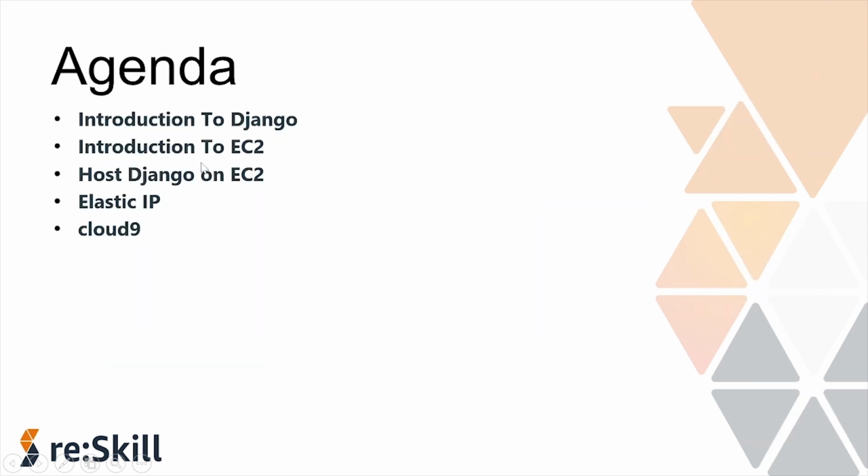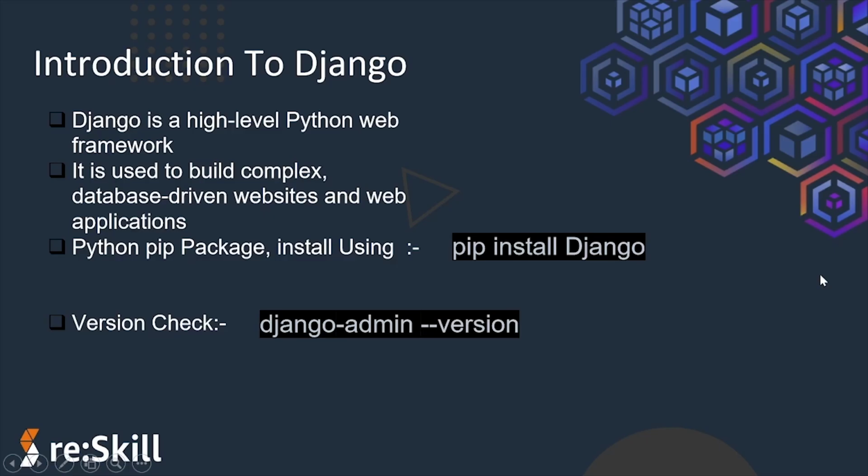For the agenda, we have the following topics for today. First of all, we will introduce the Django framework, its purpose and its features. Next, we will get an overview of EC2. Then the main topic, hosting Django application on EC2. Then we will use Elastic IP addresses and the Cloud9 IDE too. We'll see all that later on.